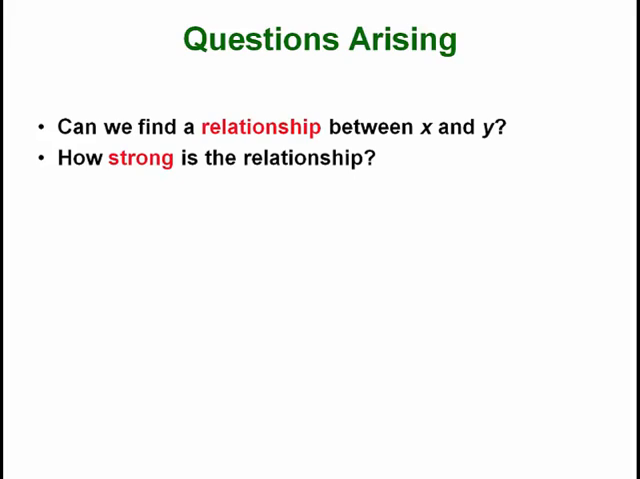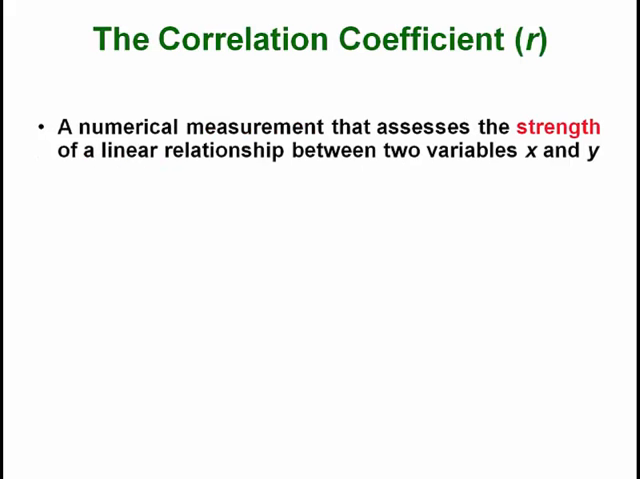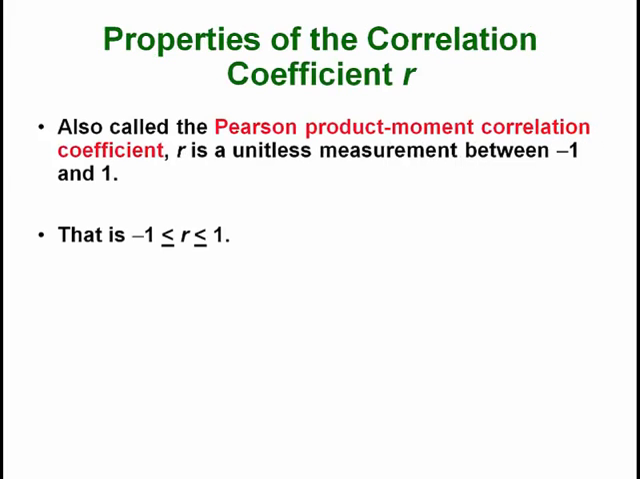Can we find a relationship between x and y? And how strong is this relationship? So we want to know if we have a strong relationship. We should be able to determine quantitatively if I have a strong relationship. The correlation coefficient is what is used to determine the strength of a linear relationship between two variables. Another name for the correlation coefficient is the Pearson product moment correlation coefficient.